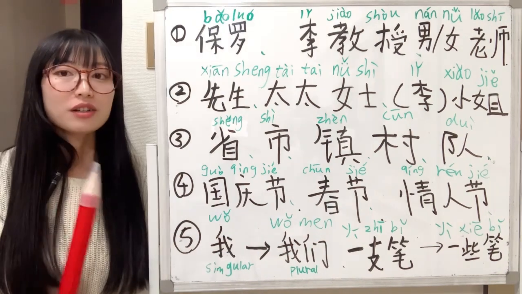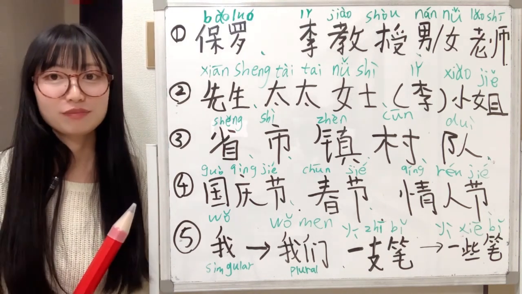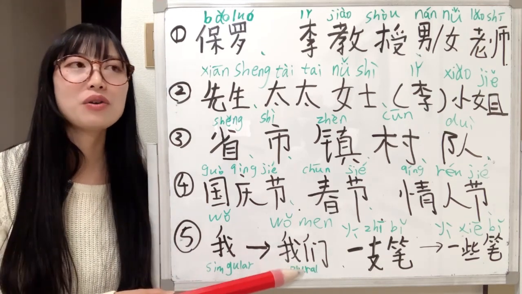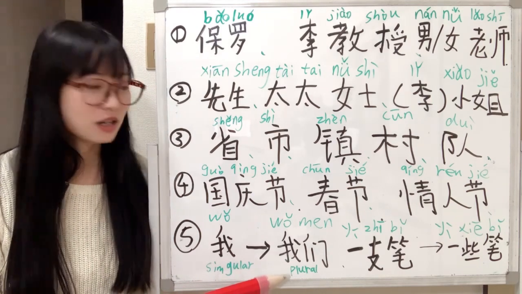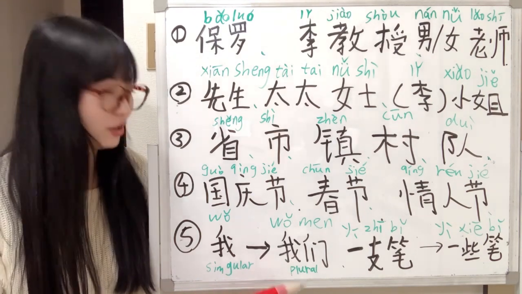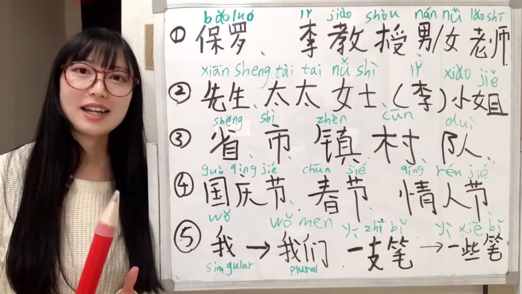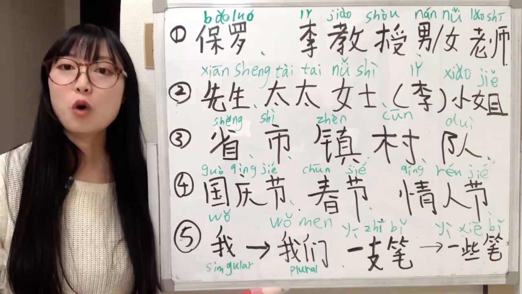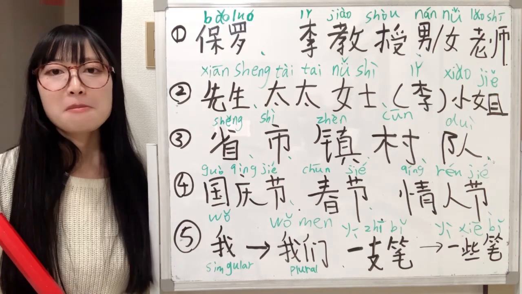Okay, well, Chinese plural is very easy. When you see men after the people, or after the personal pronoun, it must be the plural. Okay, it must be the plural, like 老师们, which means teachers, 朋友们, friends, 我们, we, 他们, they, like that.